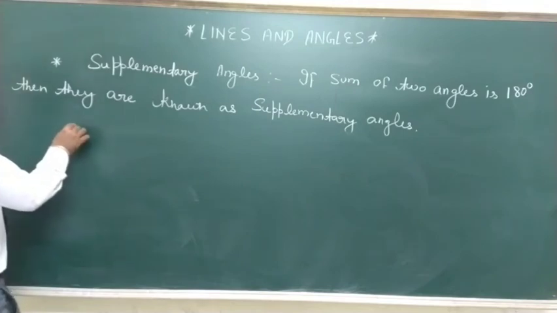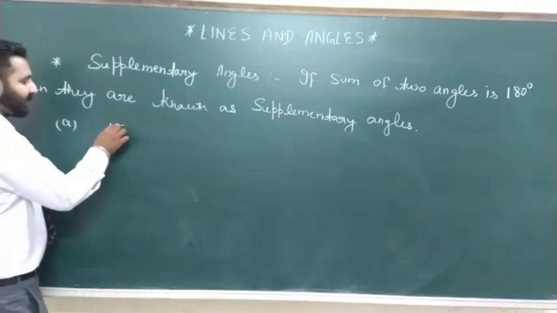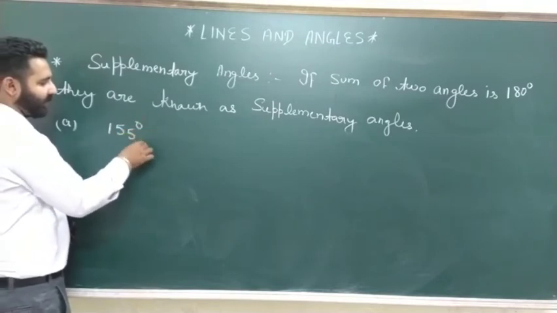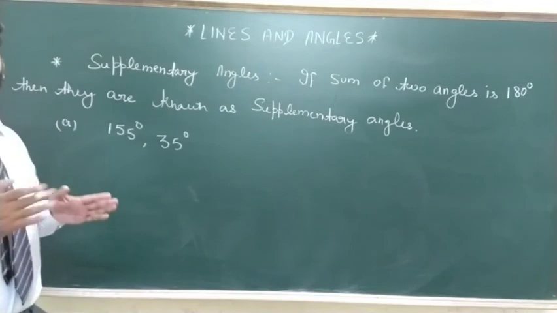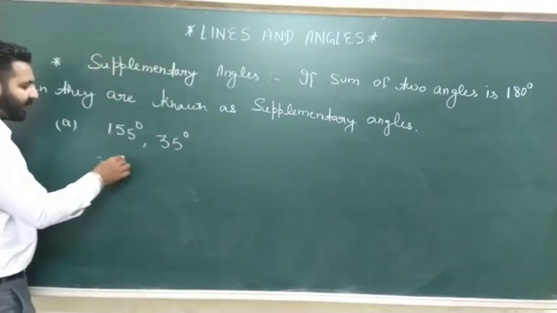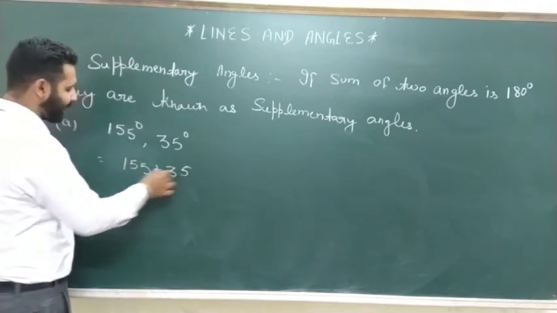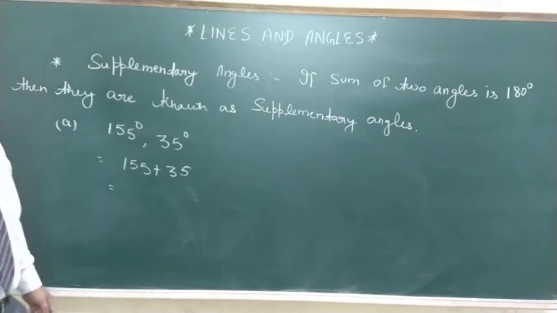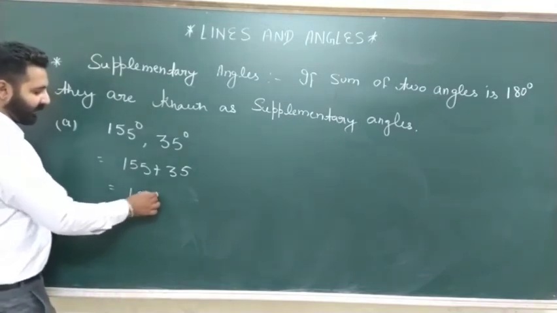First question, we have to check whether they are supplementary in nature or not. So I am taking an example: 155 degrees and 35 degrees. Now we have to check whether they are supplementary to each other. So for checking, we will add them. If their sum is equal to 180, then they are supplementary in nature. So when you add it, you will get 190 degrees.